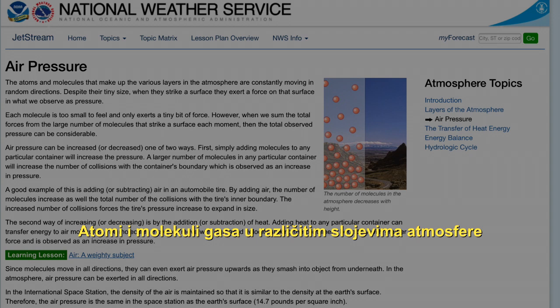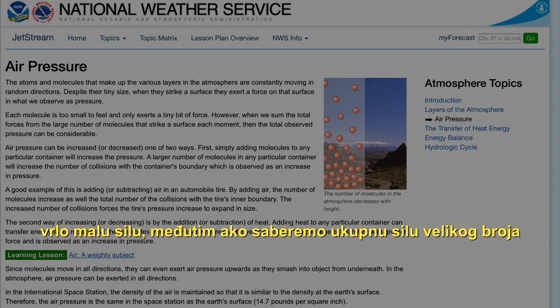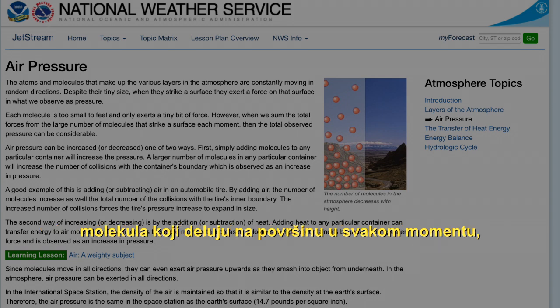The atoms and molecules that make up the various layers in the atmosphere are constantly moving in random directions. Remember that despite their tiny size, when they strike a surface, they exert a force on that surface in what we observe as pressure. They're hitting something. Each molecule is too small to feel and only exerts a tiny bit of force. However, when we sum the total forces from a large number of molecules that strike the surface each moment, then the total observed pressure can be considerable.